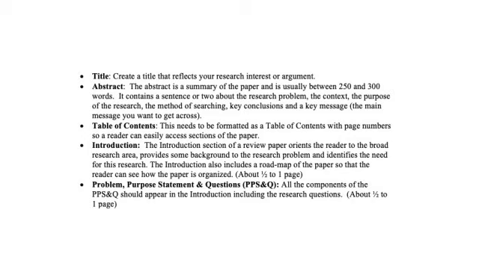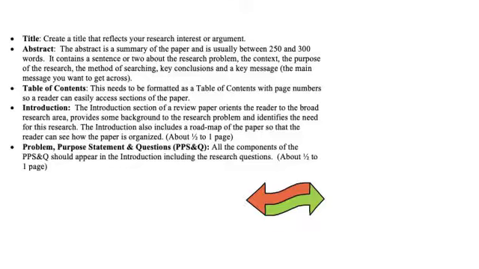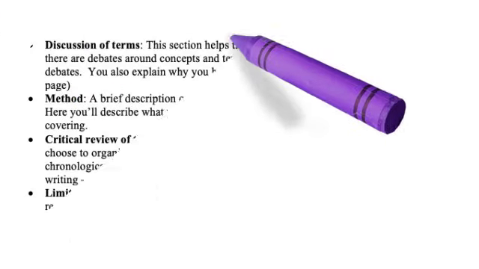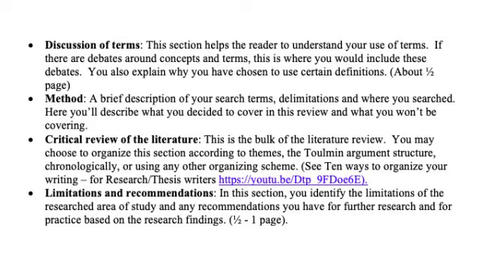You would have a problem, purpose statement, and questions. This could be included in the introduction or could be a section on its own. And this would have all the components of the problem, purpose statement. You definitely want to include that very early on in the literature review. You would have a section where you cover the discussion of terms. This helps the reader understand the key concepts in the study. And if there are any debates or contestation around these terms, this is where you would include that. You would also explain why you've chosen to use certain definitions. Again, I've said about half a page, but in your particular topic, you might even take 2 pages.